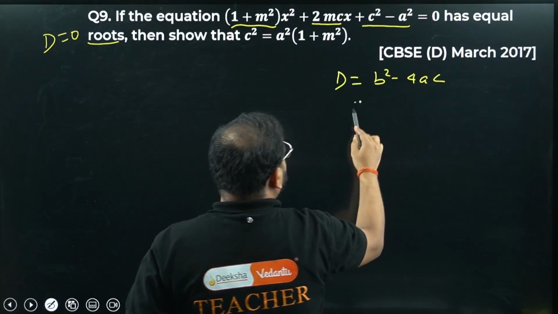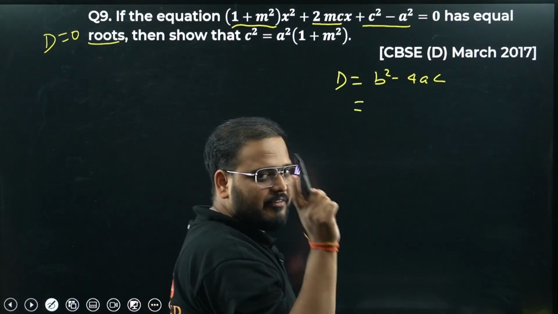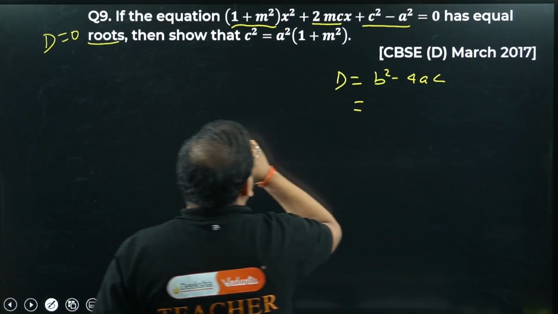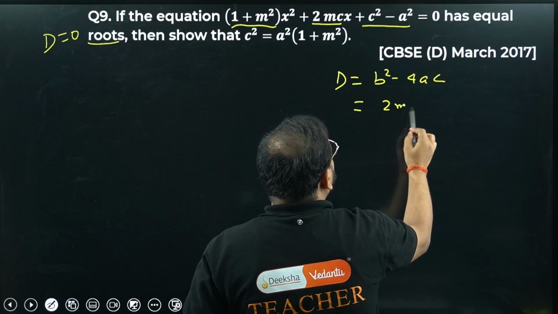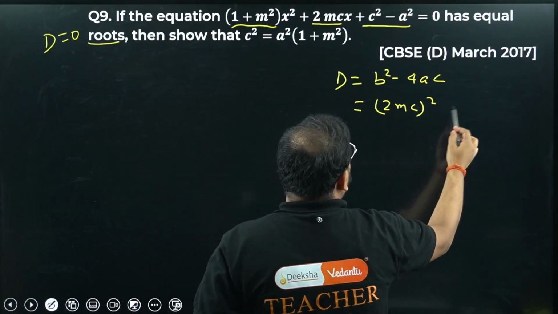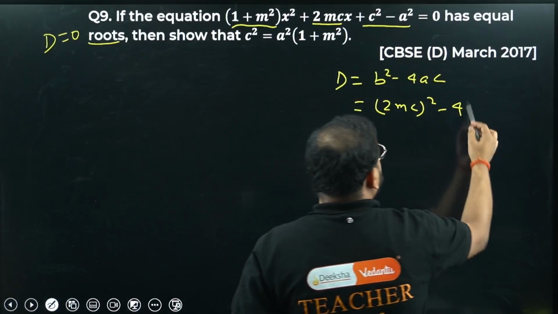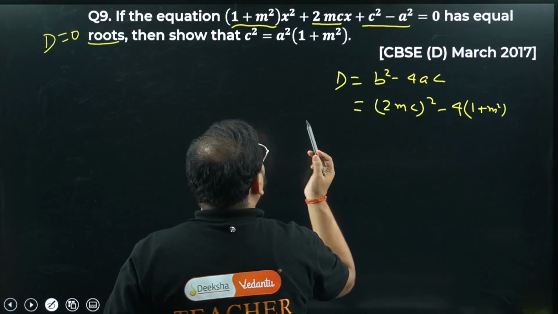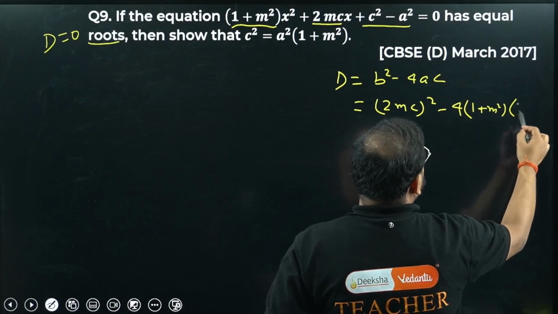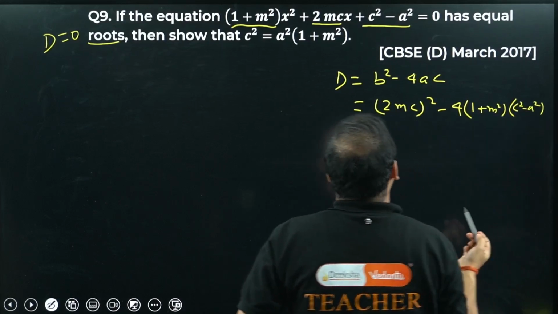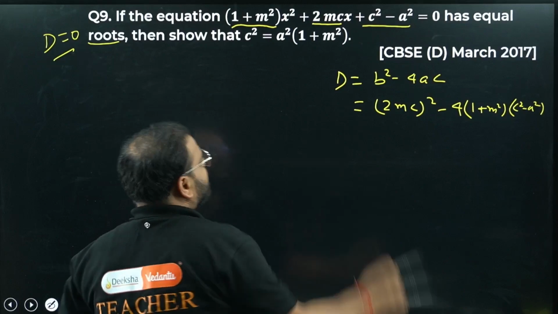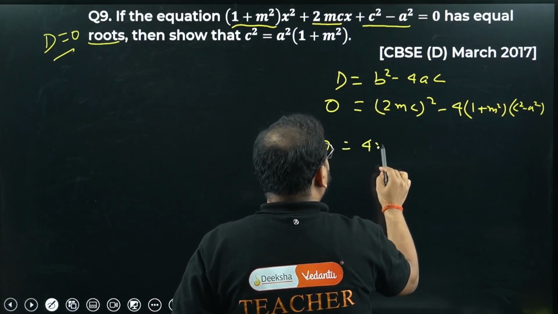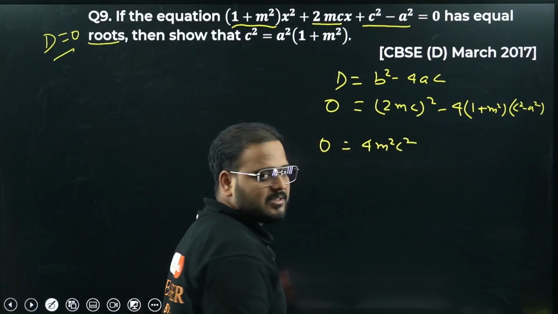Can you find this? Please check. Please try. Pause the video and try finding from your side. Okay. So b square will be what? 2mc the whole square minus 4 times of a, so 1 plus m square times what? c square minus a square, and D has to be 0 because they have given equal roots, so right here 0. Okay, simplify please. 4m square c square, sir.